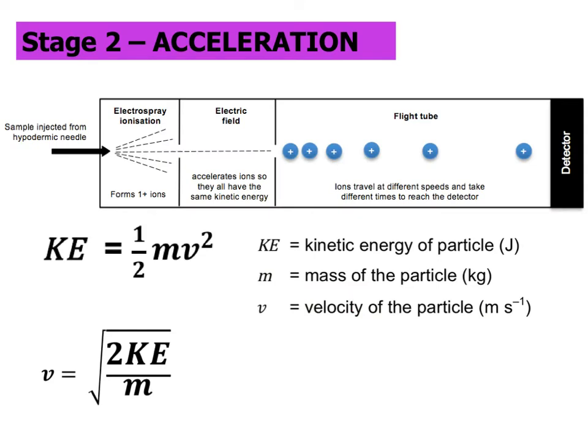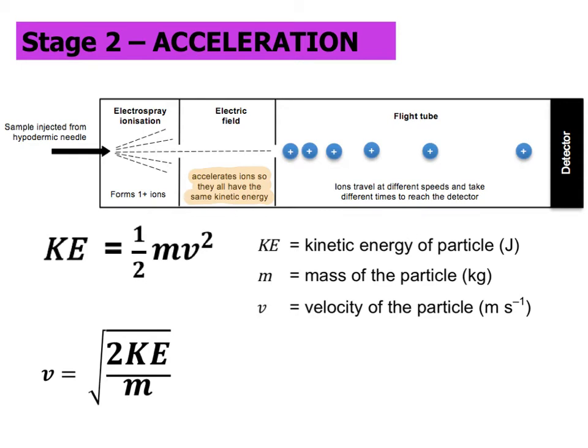So we have our ionized particles. An electric field then accelerates these particles, and then absolutely crucial to this, to time of flight mass spectrometry, is that the ions are accelerated so that they all have the same kinetic energy. That is the crux, that is the fundamental point of time of flight mass spectrometry, that everything that gets accelerated will have the same kinetic energy.